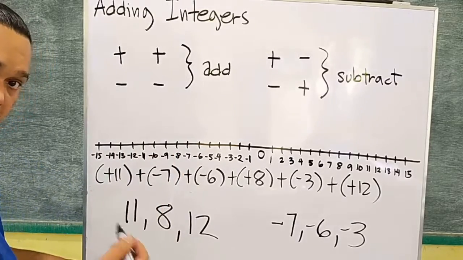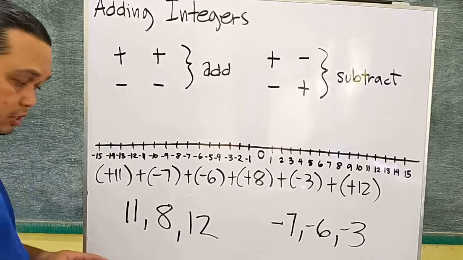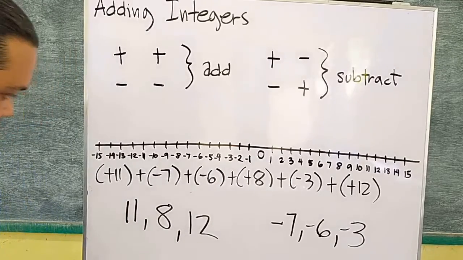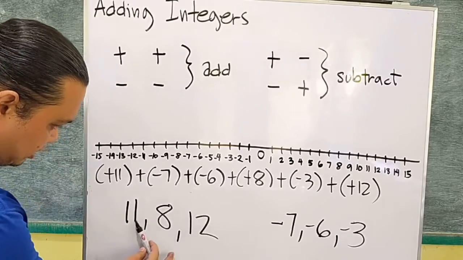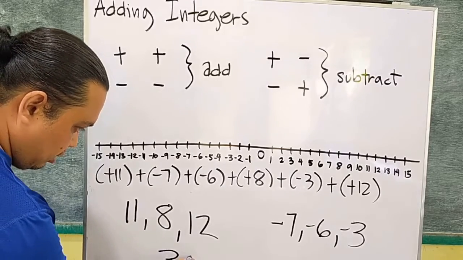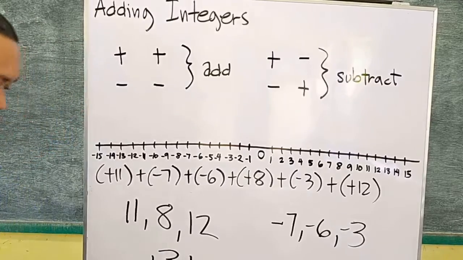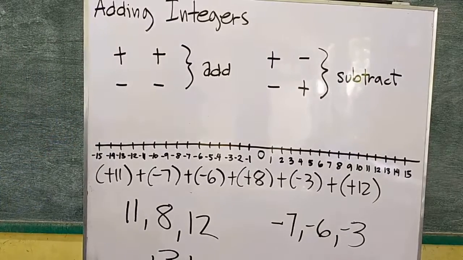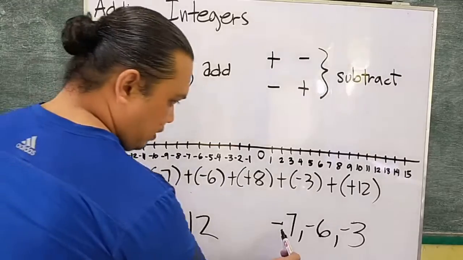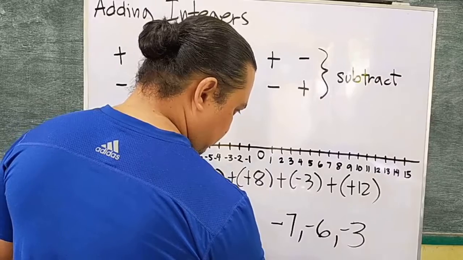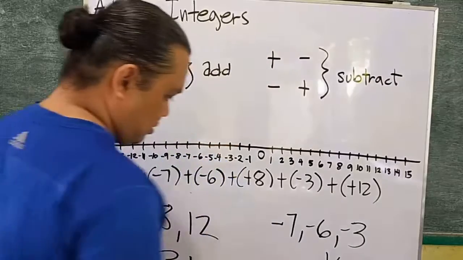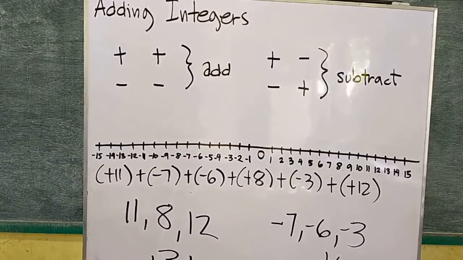Now to add them, we are adding like integers. Let's add first the positive integers. Now 8 plus 12, that's 20. Now 20 plus 11, that's 31. Okay, so we have 31 for our positive integers. Now for our negative integers, negative 7 plus negative 3, that's negative 10, plus negative 6, that's negative 16. Okay, so we have negative 16 for our negative integers. Now let's add them both.